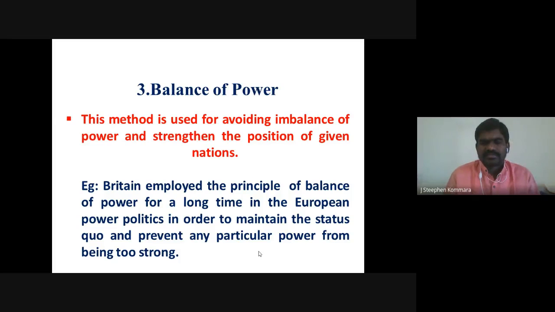Recently, England withdrew its membership in the European Union. So actually, imbalance of power is there in England, and 3 prime ministers have changed in this situation in England.